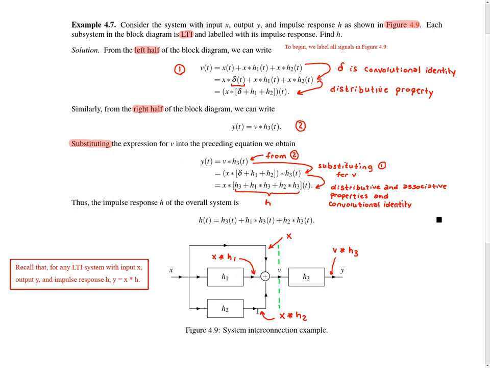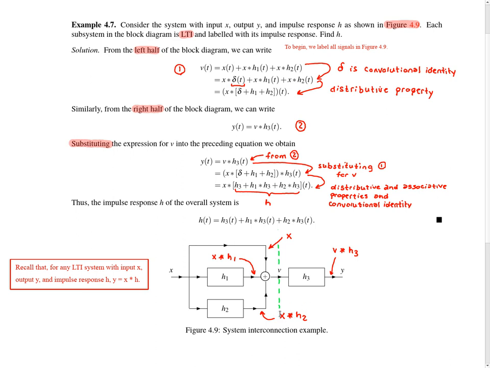And we can do a similar thing for this output here, the output of the system H2. Again, we have a system which is LTI. Its input, if we trace back in the block diagram, the input to the system H2 is this input X. So X is coming into the system, H2 is the impulse response. Because the system is an LTI system, the output is just X convolved with H2. In other words, the input convolved with the impulse response. So this is where this X convolved with H2 comes from.